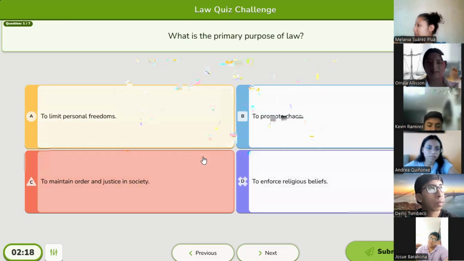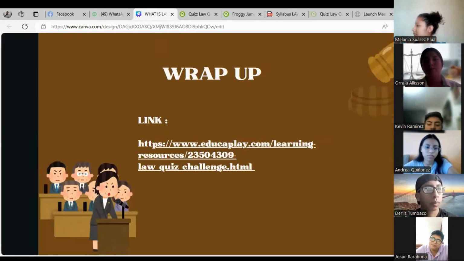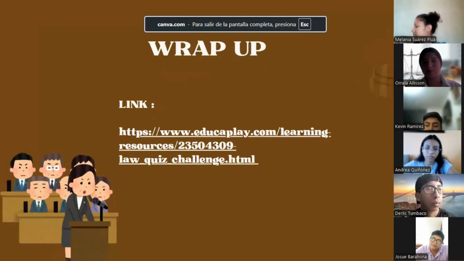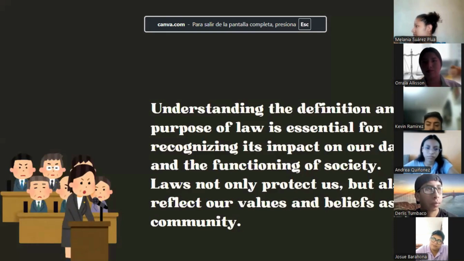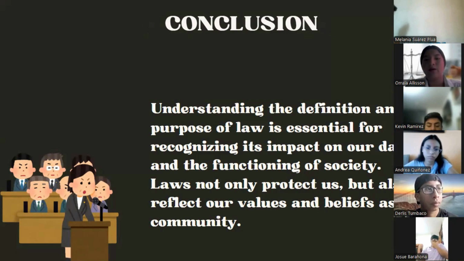Okay, guys, good job. Slide, please. Okay, in today's class, we're exploring the definition and purpose of law, emphasizing its fundamental role in society. So now we have cleared the definition of law.